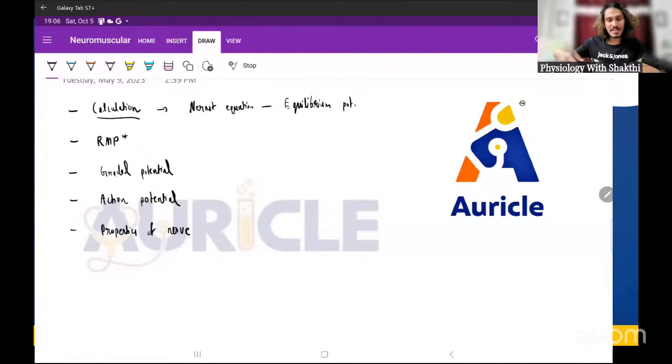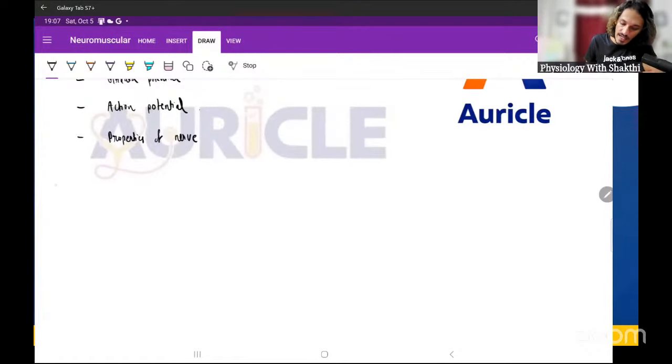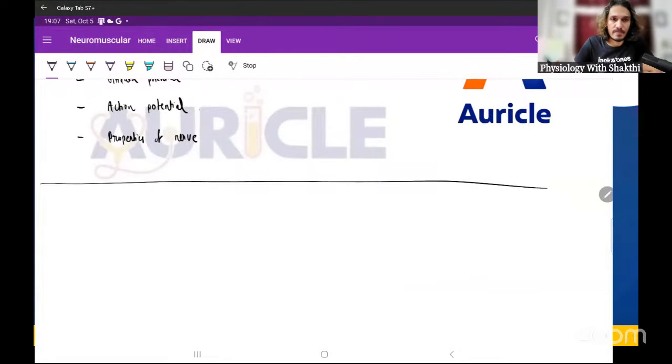So a combination of all of this is how an essay will come from this. Okay, so maybe a clinical scenario will be there, or multiple sub-questions will be there. One can include RMP, one will include action potential, one will include something about properties of nerve. So I hope you're getting what I'm trying to say here. So these are basically the different headings under which we'll be talking today.